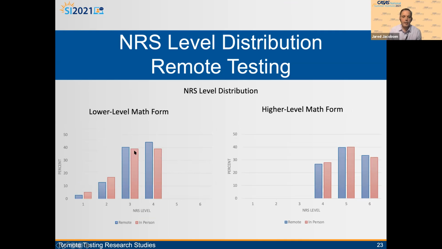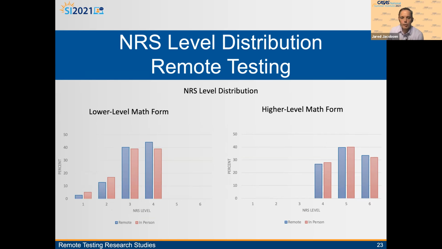We also looked at math, and we can see performance here is very similar as well. Some differences, you know, for example, on level 4, we see remote, there was a higher percentage that tested into level 4 on this low level math form compared to in person. And looking at higher level math forms, the distribution also looks very similar.